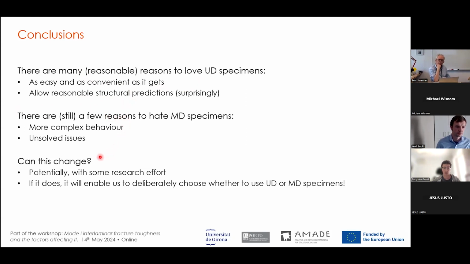Can this change? I think it can with some more research effort, and I hope it will, because this will enable us to choose whether we want to use multidirectional specimens or unidirectional ones, rather than being constrained by the fact that we are not able to deal with the problems that we have. So that's all I have. Sorry for being a little bit longer than I should, and thanks for your attention.